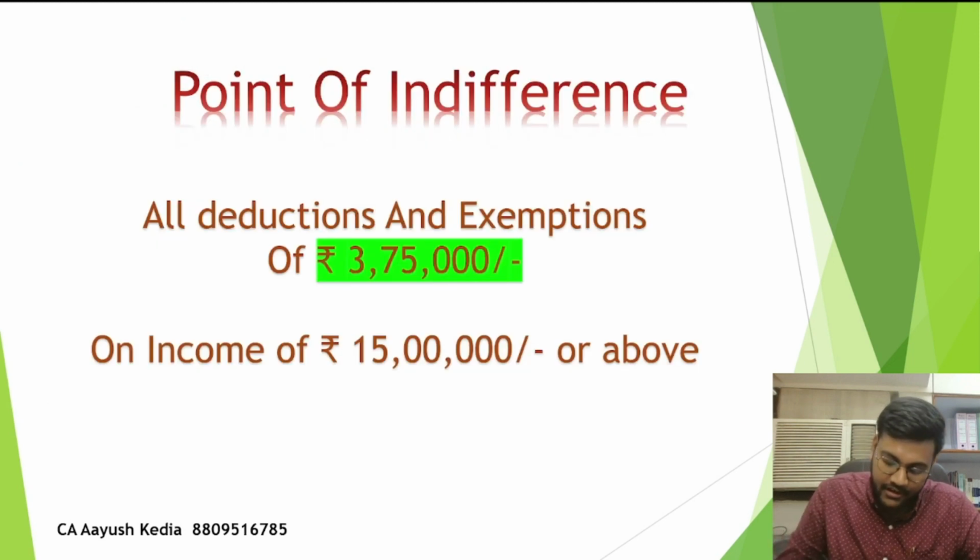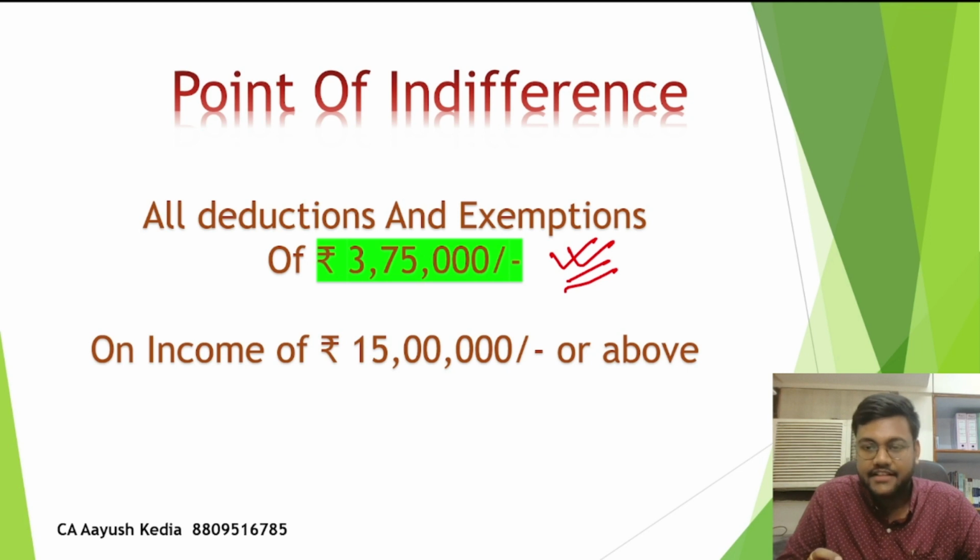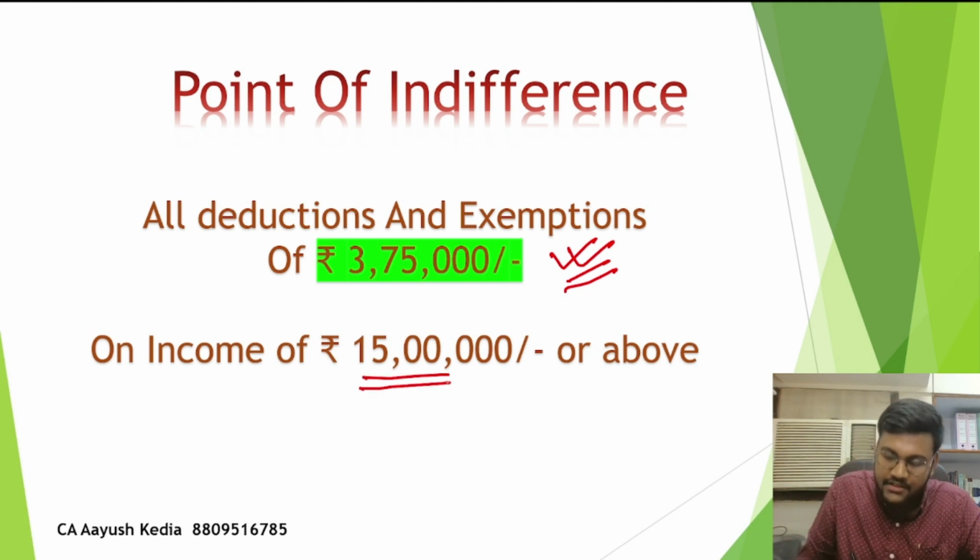If we have a total deduction and exemption of 3,75,000 rupees or more, we can opt for the old regime because that will give us a lesser tax burden. But if we have an exemption and deduction total of less than 3,75,000 rupees, when our income crosses 15 lakh rupees, in that case, the new regime will be better for us.